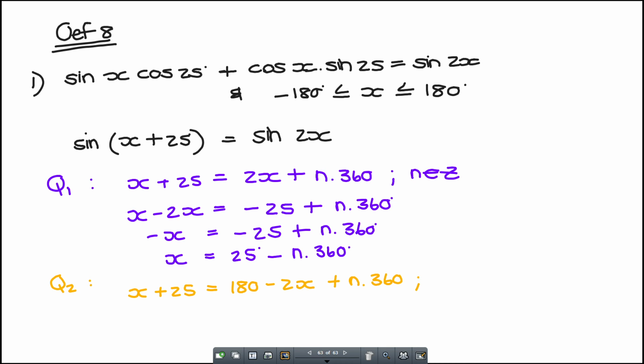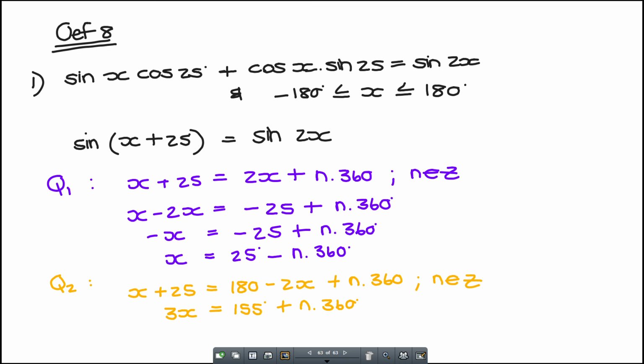En onthou jy hoef nie al daai stappies te wys nie, hè? I'm showing every single one just to explain, but I'll show you where you get your marks. Okay, so if I take that minus 2x over, this will become 3x. En dan daai 25, if I take that over, it will become 180 minus that 25. Is that okay? Everyone fine? So I'm going to have 155 plus n times 360.